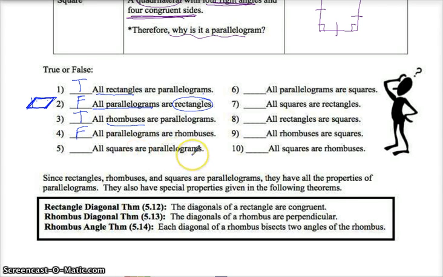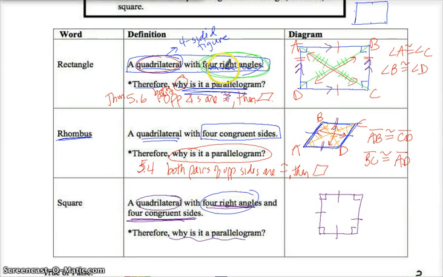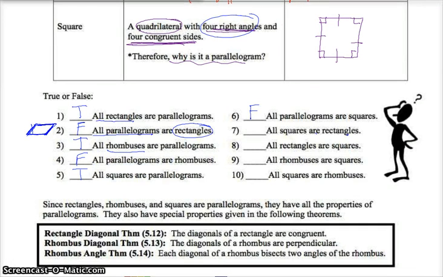Are all squares parallelograms? Yes, they are. Are all parallelograms squares? No, of course not, because rectangles are parallelograms and rhombuses are parallelograms, but those are not squares. Are all squares rectangles? So going by the definition up here, all squares must have 4 right angles, and all rectangles must have 4 right angles, and they're both quadrilaterals. So are all squares rectangles? Yes, they are.